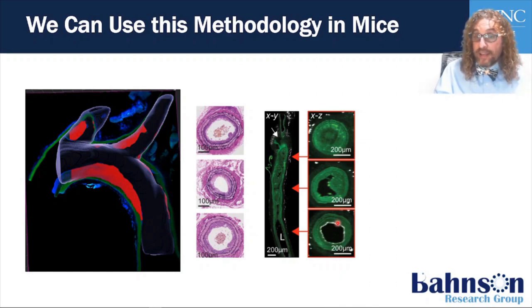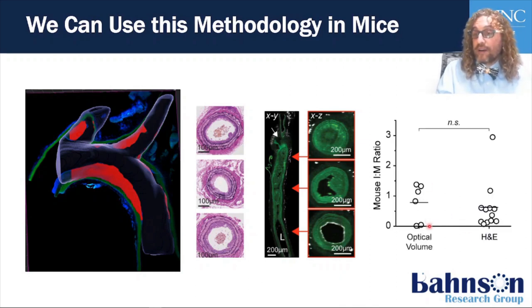When we quantify and compare optical volume and traditional histology, again, we find that the I to M parameter that's being validated in the literature is no different by optical volume. And again, the precision is improved, even though this model is way less precise than the rat model.